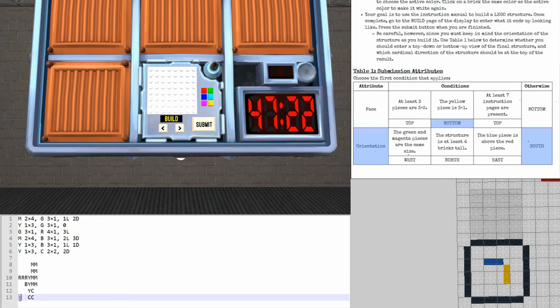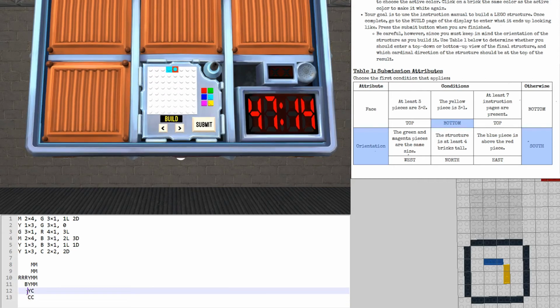Diffuser, please put in blank, blank, blank, cyan, cyan. Blank, blank, blank, yellow, cyan, and then we have blank, blank, blue, yellow, magenta, magenta. Then we have red, red, red, yellow, magenta, and then 4 blanks, magenta, magenta, and then submit.